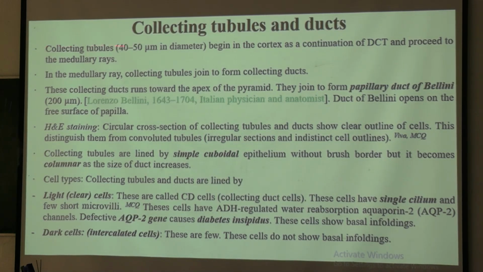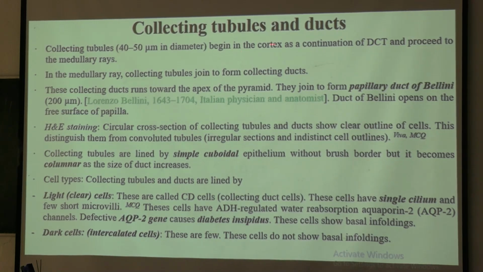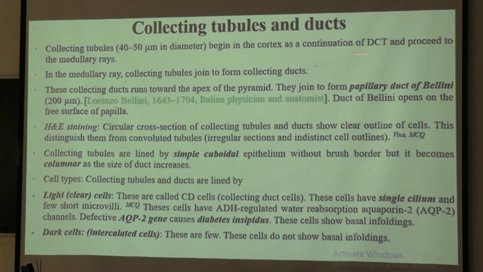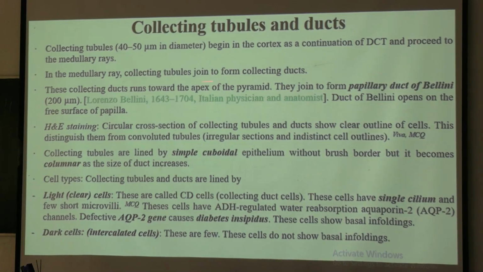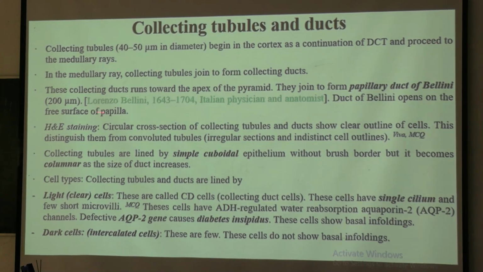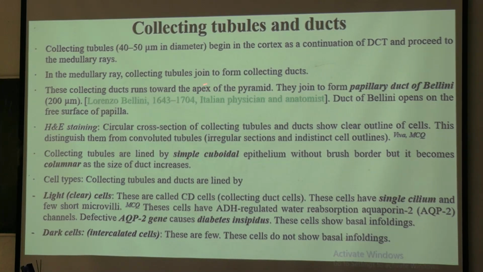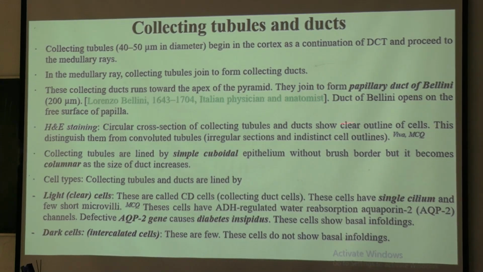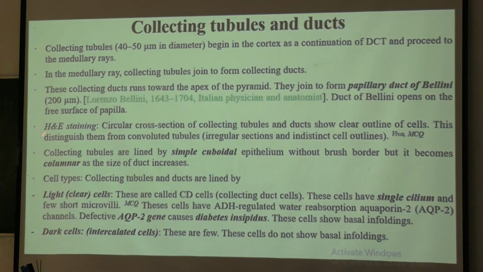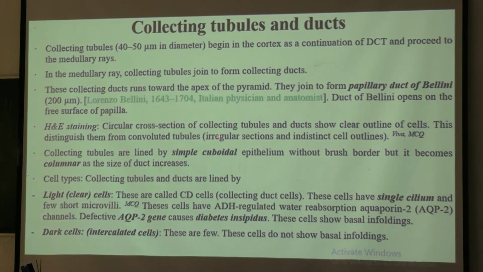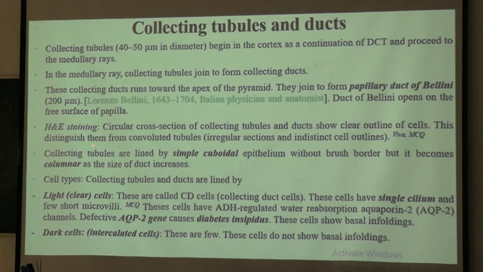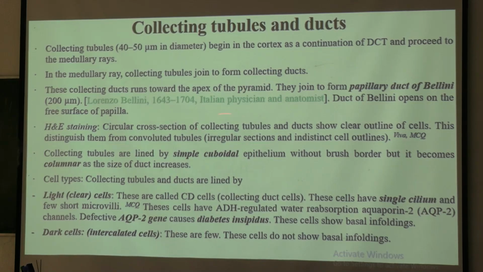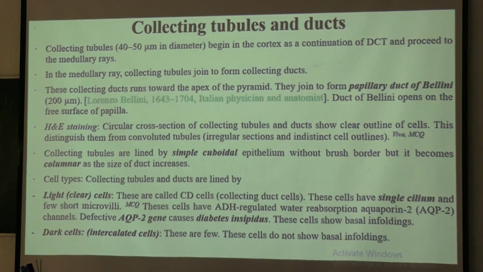Collecting tubules and collecting ducts. Collecting tubules are 40 to 50 micron in diameter. They begin in the cortex as continuation of the DCT and proceed to the medullary rays. In the medullary ray, collecting tubules join to form the collecting duct, and these collecting ducts run toward the apex of the pyramid. They join to form the papillary duct of Bellini, and the duct of Bellini opens on the free surface of the papilla. In HE staining, circular cross sections of collecting tubules and ducts show clear outlines of the cells, and this distinguishes them from convoluted tubules. Those have irregular sections and indistinct cell outlines.